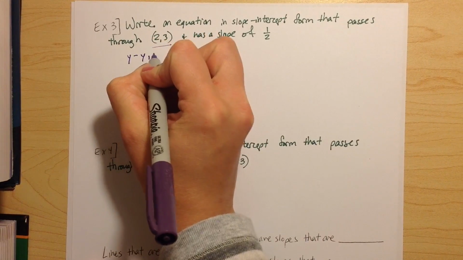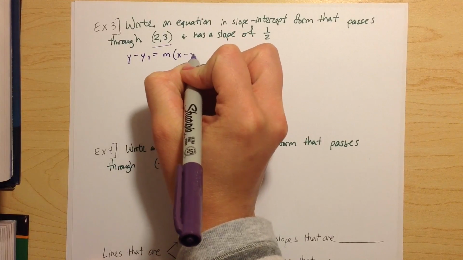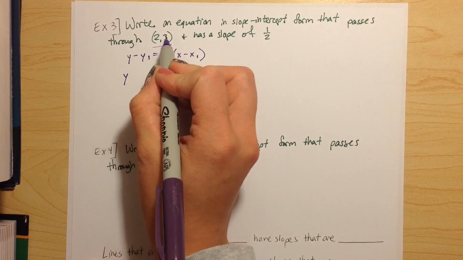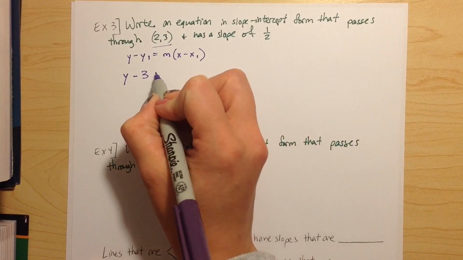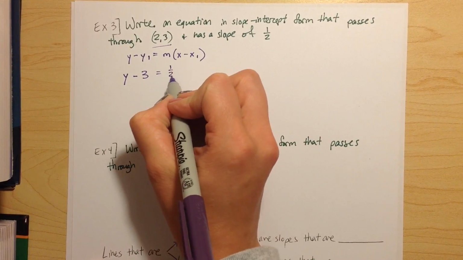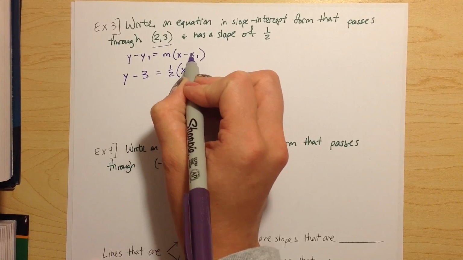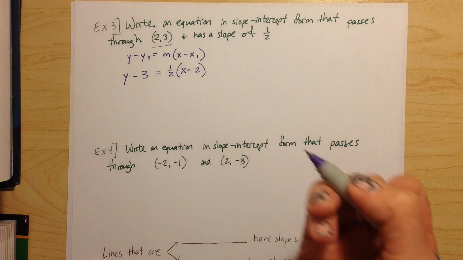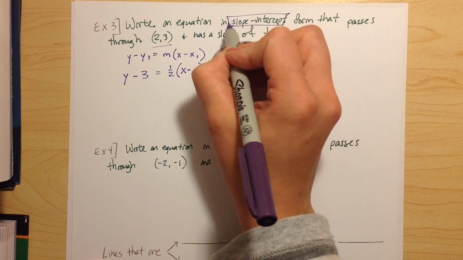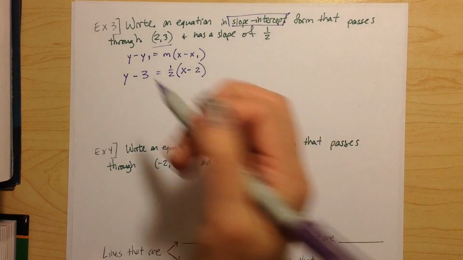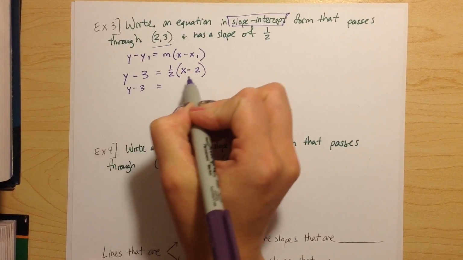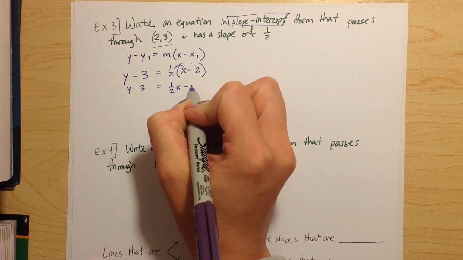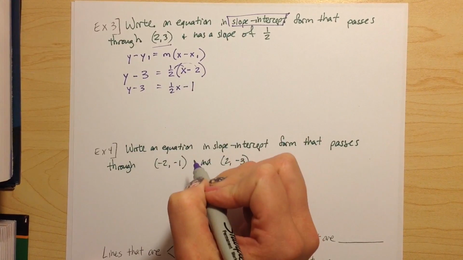Y minus y1 equals m times x minus x1. Y stays put. This y1 is the y-coordinate of the point that I'm given. M is my slope. X stays put. x1 is the x-coordinate of the point that I'm given. Then I just need to simplify because I do want it to be in slope-intercept form by the time it's all said and done. So y minus 3 stays put. I'm going to distribute this in. I get 1/2 x minus 1. 1/2 of 2 is 1.